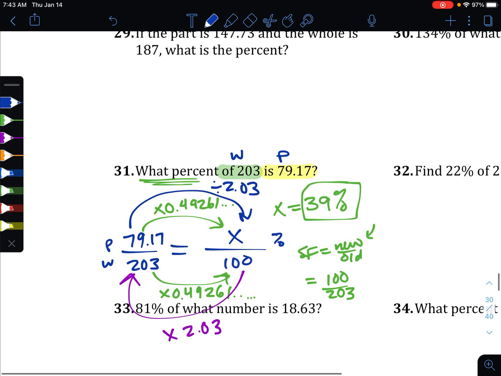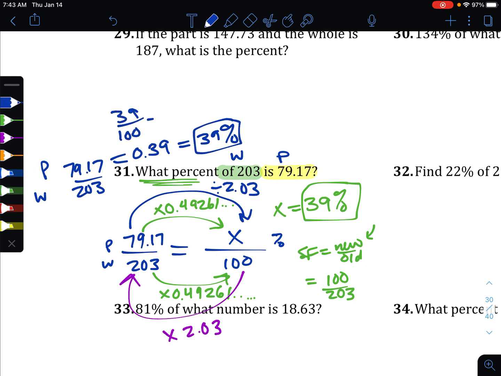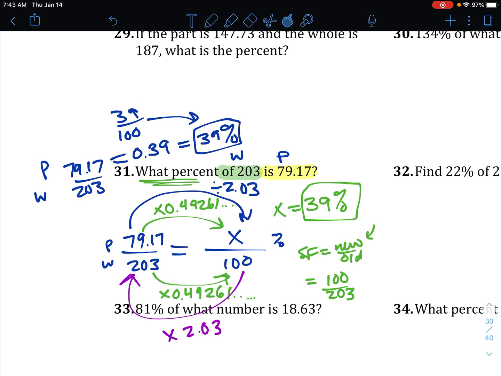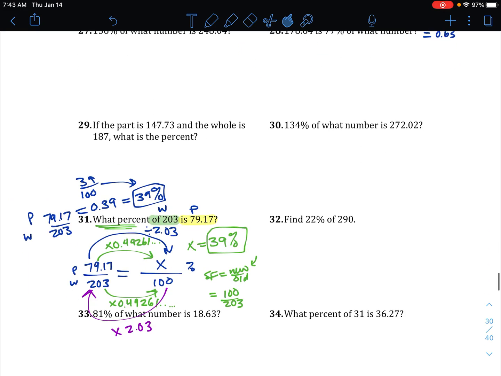Or another method is to just do part divided by whole as a decimal. So we take the part, 7917, divided by the 203. If you just do that division, you get 0.39, 39 hundredths, which we know is 39% because percents are out of 100, and this is 39 hundredths. So you could do it any of those ways. Whatever is the easiest way for you, you should get 39% no matter how you do it. So we've done an example of finding the part and finding the percent. Let's do one more example of finding the whole.